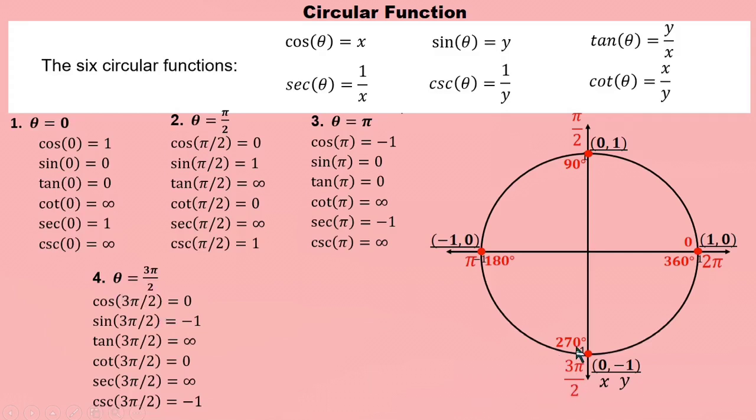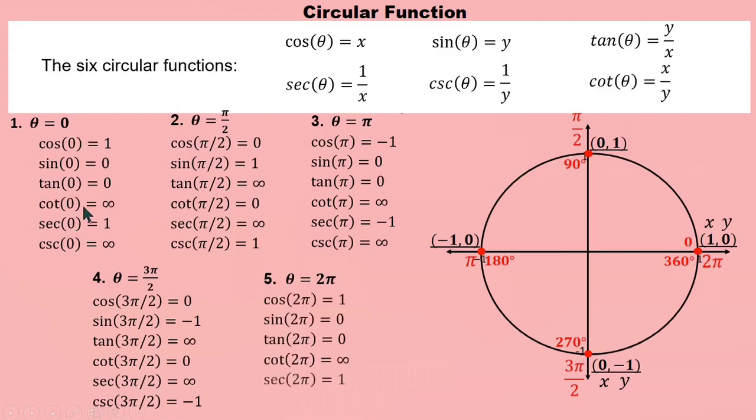And finally, let us also define the 6 circular functions of 360 degrees or 2 pi. But take note that 0 degrees and 360 degrees have the same coordinates, which are 1 and 0. Therefore, we just copy the 6 circular functions of 0 degrees. So these are the 6 circular functions of these theta angles. Even without using a calculator, you can determine the value of these angles on the unit circle.